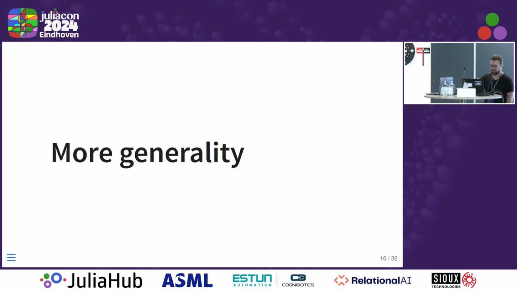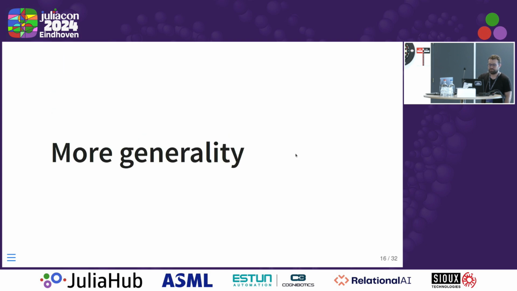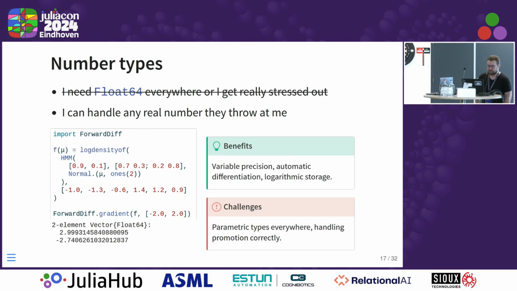So I did. And for every part of HMM-base, which was, by the way, an amazing inspiration for me, I asked, how can we make it more generic or faster or reliable? So let's see how I did it. First part was number types. There's a frequent notion in the Julia community, especially among beginners, that everything needs to be Float64 all the time. And half of the questions you see on Discourse are related to this. They need Float64 everywhere, or they get really stressed out.